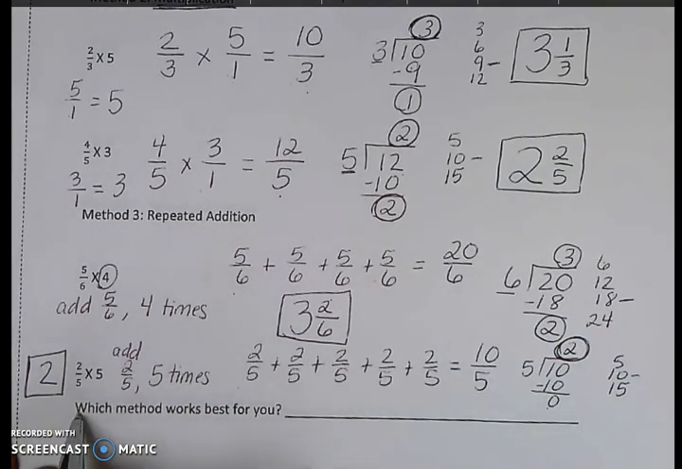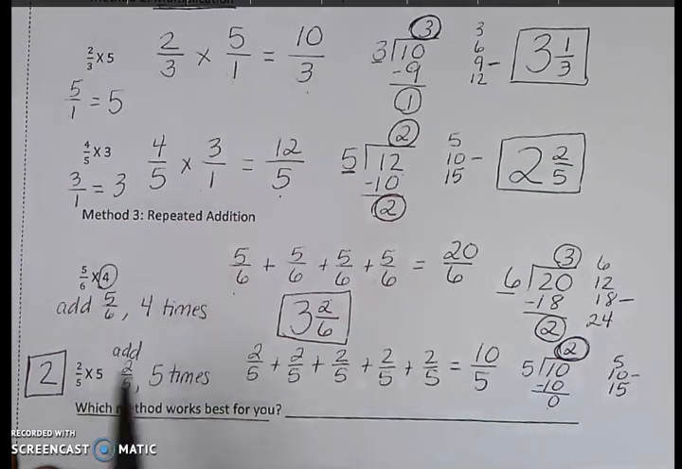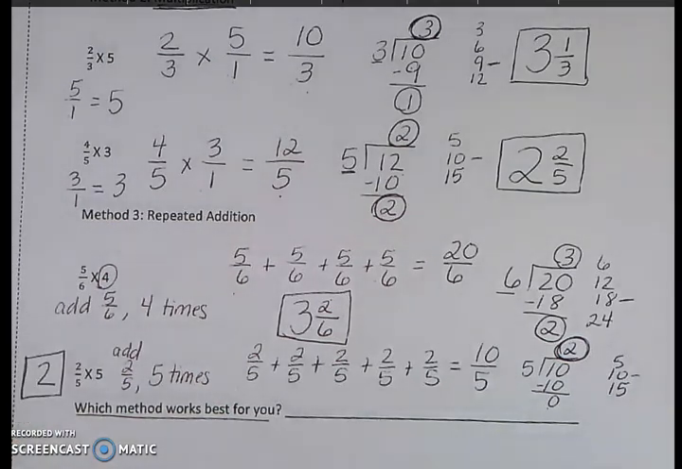Now what I want you to do is decide which method works best for you and write it on this line, because I'll be coming to look at this to see which one you liked the best. Was it area model, multiplication, or repeated addition? Rewatch the video if you need to.